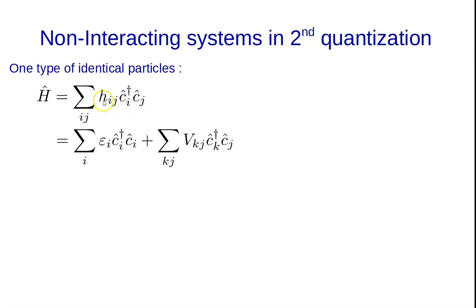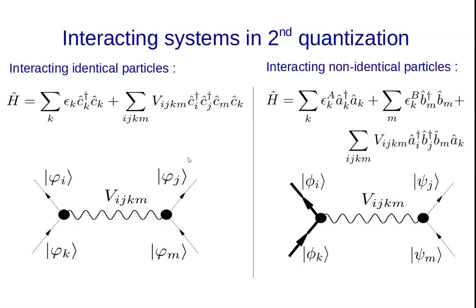So this is non-diagonal, so I have small h ij, ci dagger, cj, and I can usually break this Hamiltonian into a diagonal part plus a non-diagonal part. And this non-diagonal part is just a one-body operator, V kj. So I'm creating a particle in state k, destroying a particle in state j. So pictorially, this works like this.